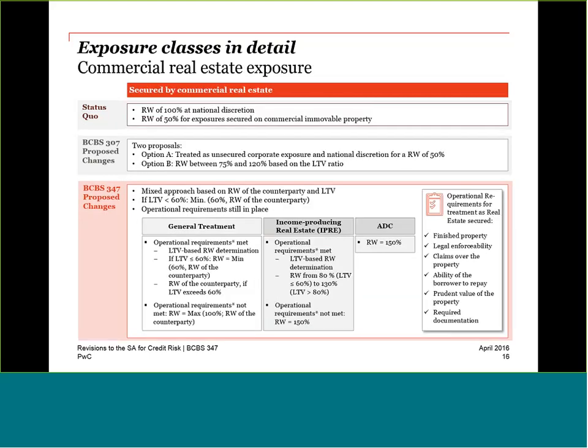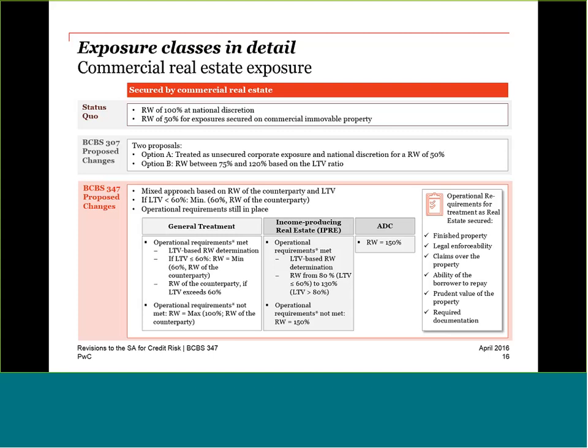And the same, unfortunately, is true for commercial real estate as well. You can see that the rules are quite similar. We have the general treatment based on operational requirements and the LTV. We have specific rules for income-producing real estate and ADC exposures, which will have much higher risk weights. And on the very right-hand side of the slide, you can also see a short list of those operational requirements for real estate exposures. At least in Germany, most banks seem to be of the opinion that they already fulfill most of those requirements, maybe with the exception of finished property, because if it is an unfinished property, we would probably be talking about ADC with a 150% risk weight, which is quite an increase compared to the current rules.